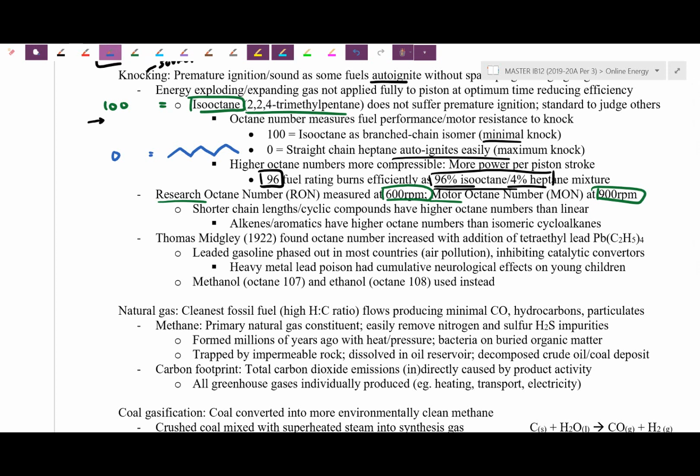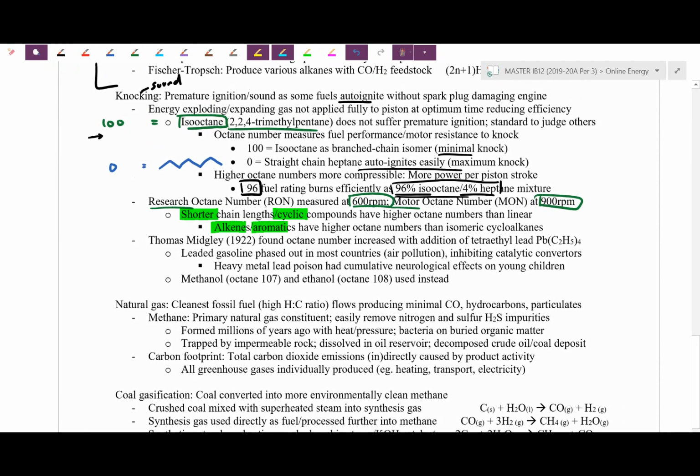Overall, this is one key idea. Not only know the reference, the 0 and the 100, make sure you know that typically, if I have a linear compound, we said linear is bad. Usually, if something is shorter, or if you manage to have rings, they tend to have higher octane numbers, as well as if I have double bonds, or even throw in a benzene in there. Pretty much anything else burns better than linear compounds. Linears have very high knocking and are not a really good fuel to work with.